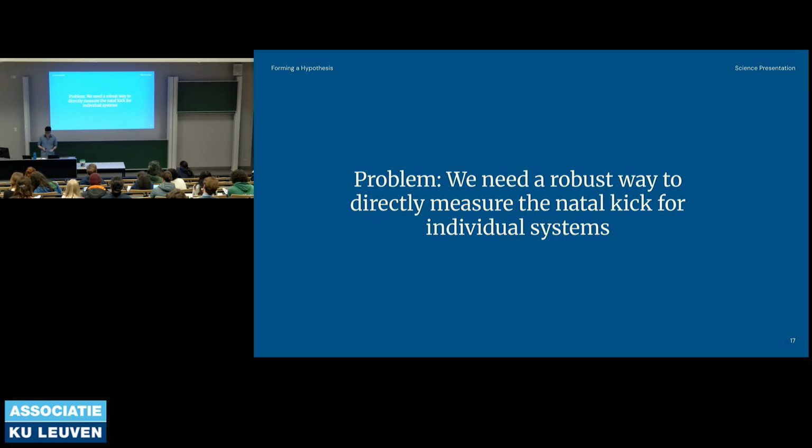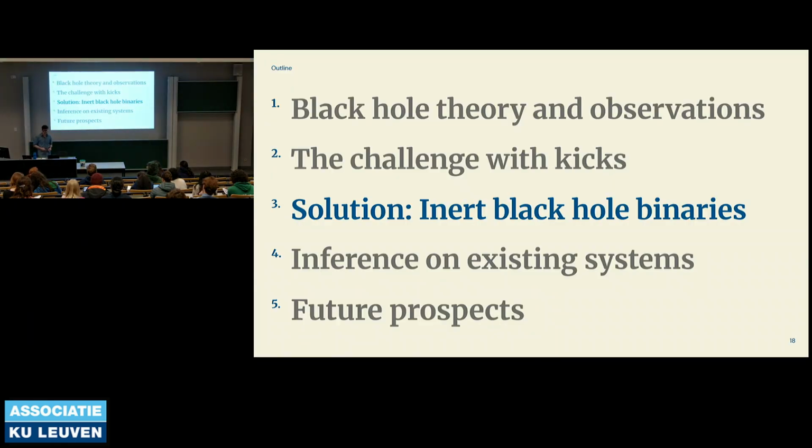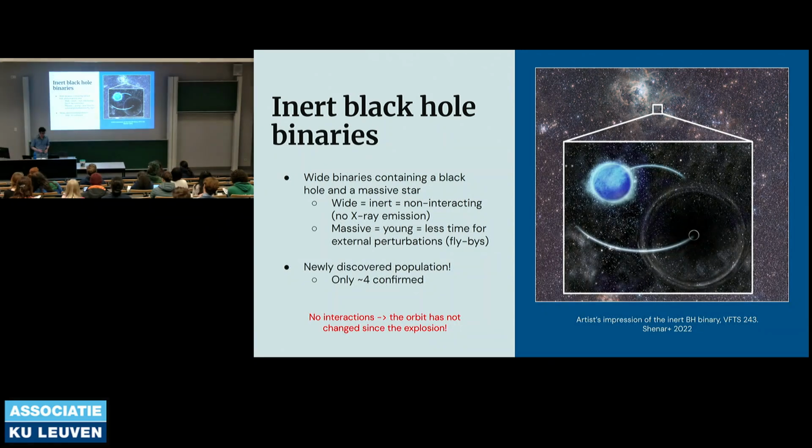So the problem is that we need a robust way to directly measure the natal kick exclusively for individual systems. And the solution comes to us from inert black hole binaries. So what is an inert black hole binary? An inert black hole binary is a wide binary containing a black hole and a massive star. And here's a diagram from a paper from Tomer Shenar, the discovery paper of a famous inert black hole binary, VFTS 243. I'll speak a lot about this one a little later.